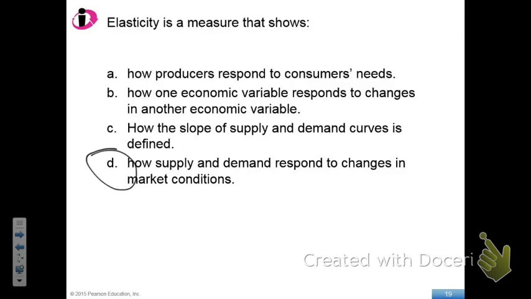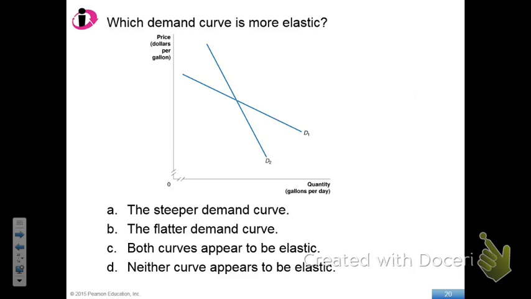What we have done so far is that we have shown how quantity demanded changes whenever price changes. But the question is, where is that price coming from? That price is coming from the market, right? So basically, by looking at price elasticity of demand, we are trying to understand how demand responds to market conditions. When we look at the price elasticity of supply, that will also look at how supply responds to changes in market conditions. Okay, so which of the demand curves is more elastic? The answer is D1. I'm going to skip that.